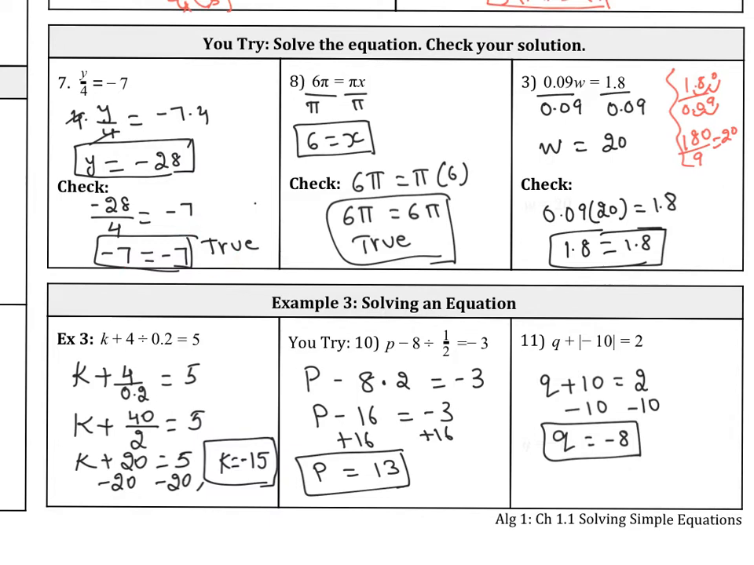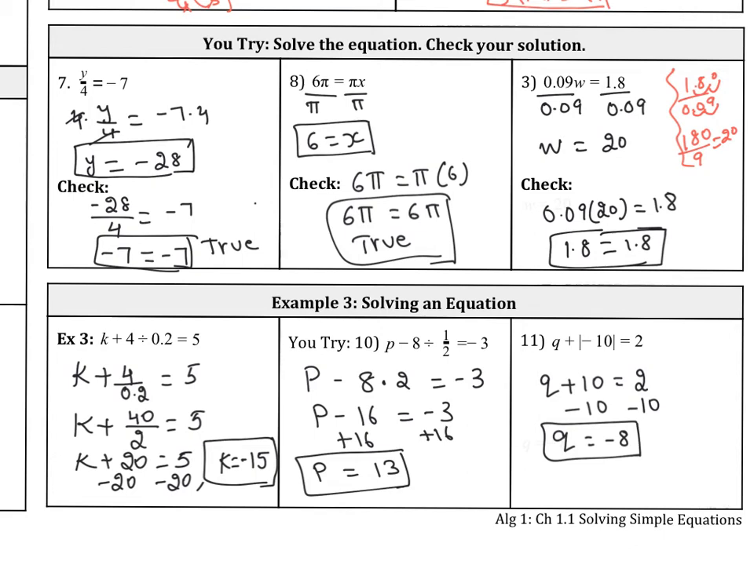Now number 8. You want to get the x by itself, so you divide both sides by pi so the pi cancels on this side. Here the pi cancels as well, you get 6, and you have the x value as 6. You plug the 6 back into the main equation so that you can check if it's right or wrong. So 6 pi equals pi times 6. Pi times 6 is 6 pi. So both sides are equal, which is true.